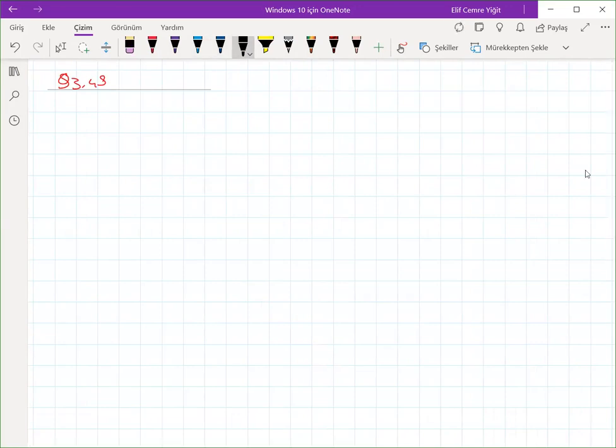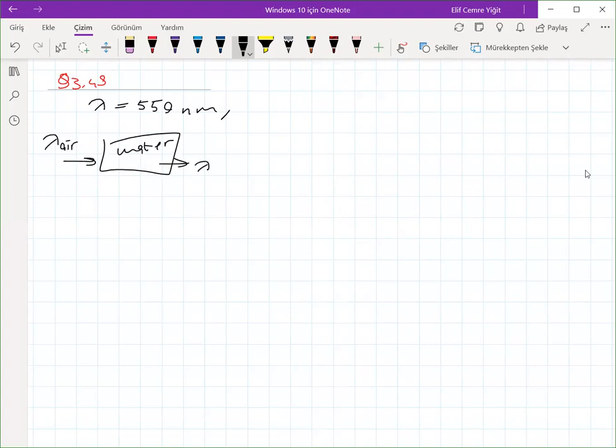So in this question, this is an easy question. We are given a wavelength lambda equals 550 nanometers. This wave propagates inside water. This is lambda air, and this will be lambda water, right? And the refractive index of water is given as 1.32, and the question asks for the wavelength in water.